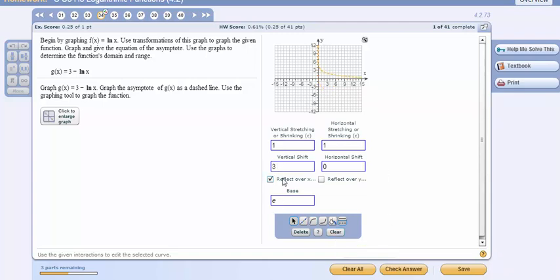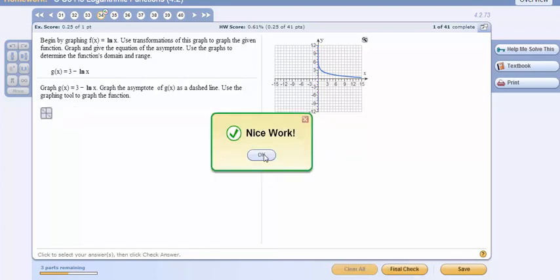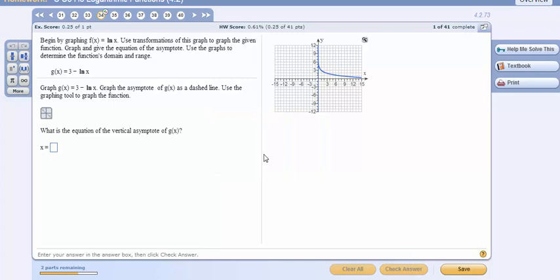So I think we have everything here. Now we want that to be a solid graph, and now we want to graph our vertical asymptote as a dashed line. Let's check it now. Be careful when you're doing this same problem, because when I hit that reflection, it made my vertical shift and negated it. So here's my correct graph.